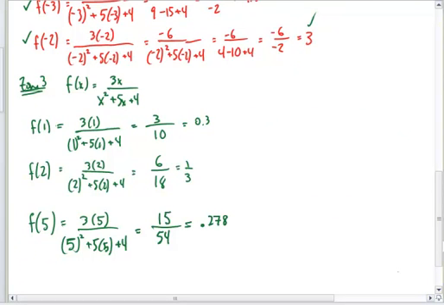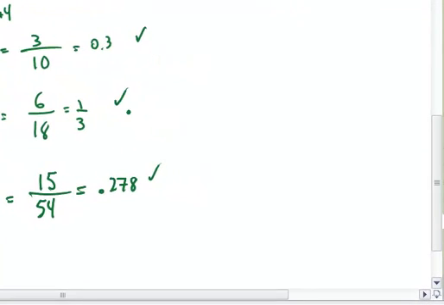Okay, so we're back, and I did 3 test points, because I figured these two are so close together, it didn't really tell me what was going on. So I wanted to do one more test point, and what it shows is that the function at 1 is at 0.3, at 2 it goes to 0.333, and then it starts coming back down at 5, and so on. You can see the value is decreasing, so at 0.278.